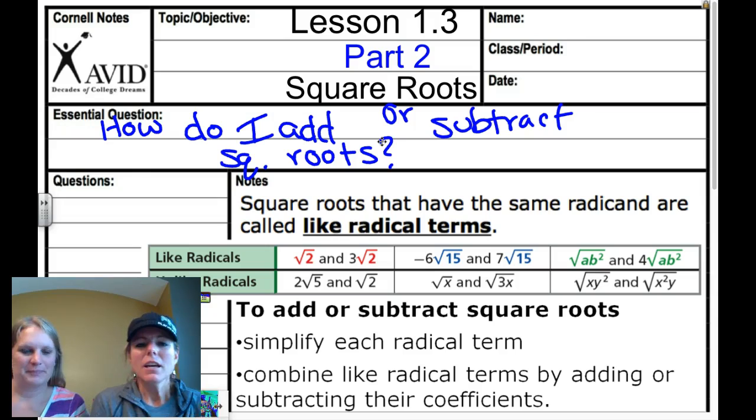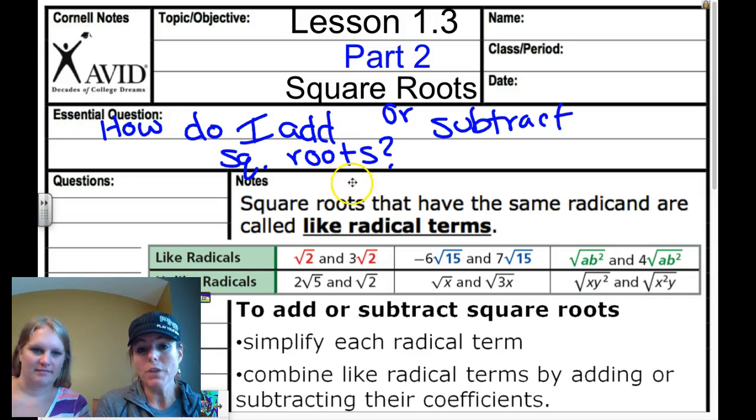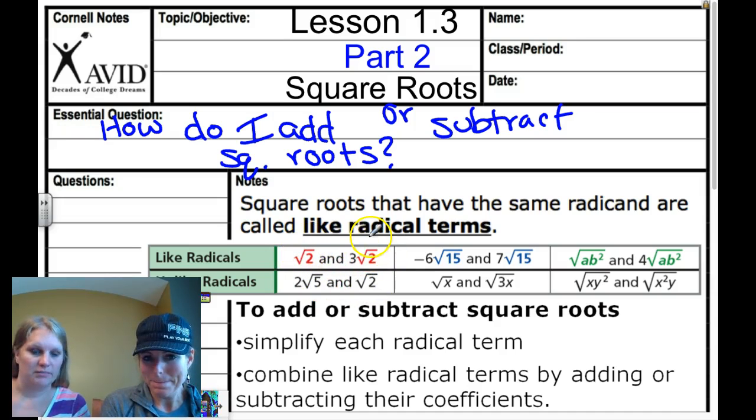Okay. So we're going to talk about like radicals and unlike radicals. Basically all that means is if the numbers or variables under the two radicals are the same, that's our like radical. If they are different, they're unlike. So in this one, we have a square root of 2, square root of 2. They're like. Here we have a square root of 2 and then a square root of 5 and a square root of 2. So they're not alike.